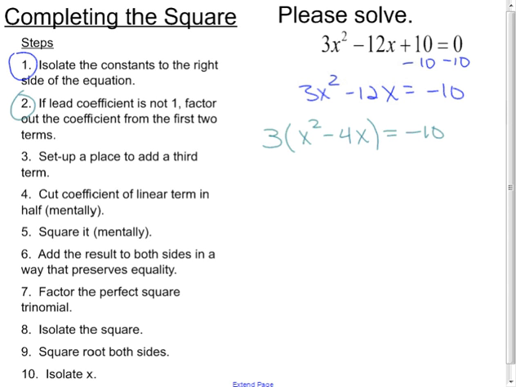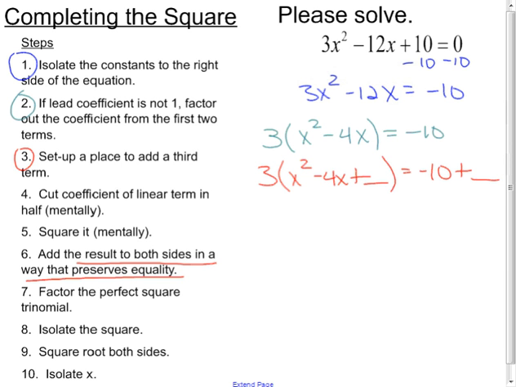Okay? So that was step 2. I'll try and color code this so you can follow it. Now it says to set up a place for the third term, so I can make a complete the square problem. So what's that going to look like? It's going to look like 3 times the quantity, x squared minus 4x, plus some third term, is equal to negative 10, plus some other term that I'll have to add to make sure later in the problem that I am adding a result to both sides to preserve equality.